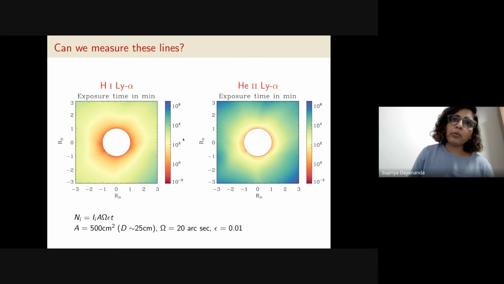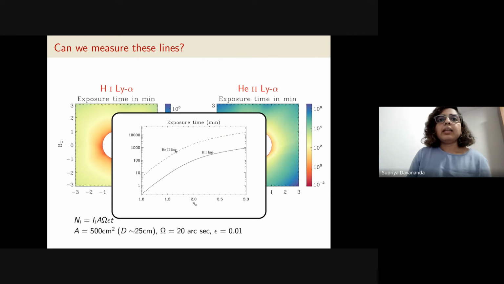Again, let's make that 1D cut to understand them better. Then you see here that the y-axis is the exposure time in minutes. And as you go somewhere above half a solar radius above the surface, you are talking about more than an hour of integration time for helium-2 line. Solar corona is very dynamic, and you might lose all the information that you're looking at in these kind of integration times.